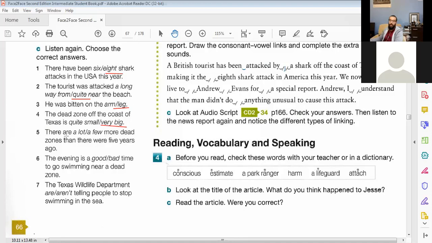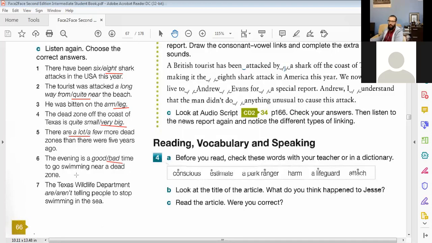Maybe a lot. Actually, the reporter said their number increased compared to 5 years ago. And the evening, is it a good time to swim or a bad time? No, bad. Evening and morning. But why? Why is it bad? Because the shark appears at this time. Correct. Yeah, the sharks usually eat at this time.